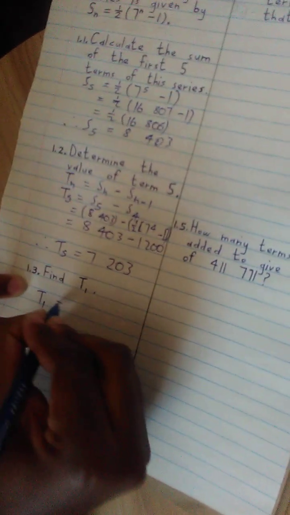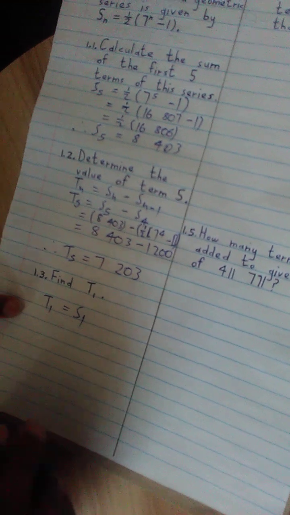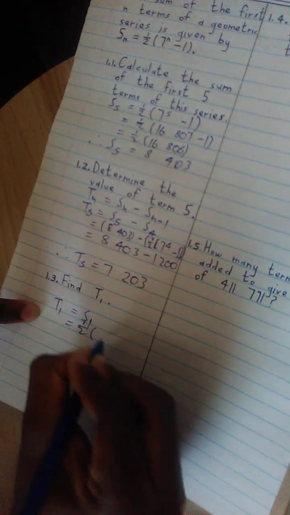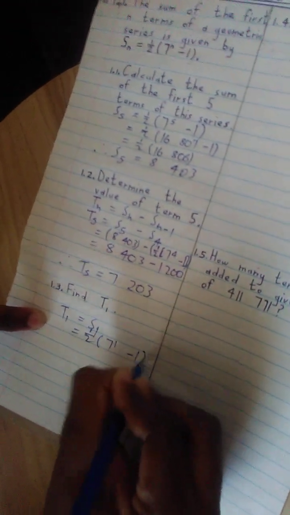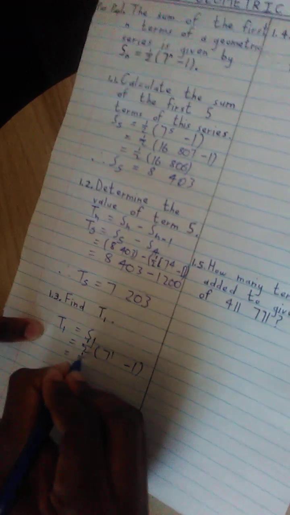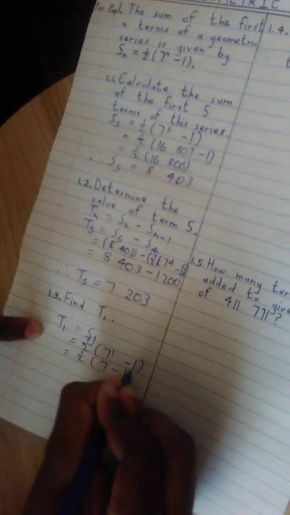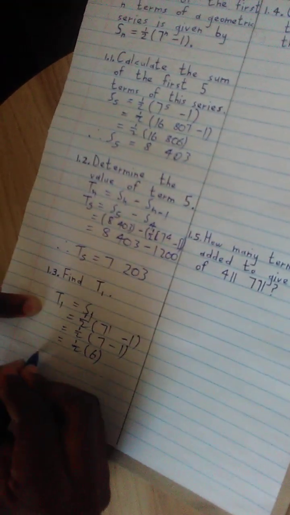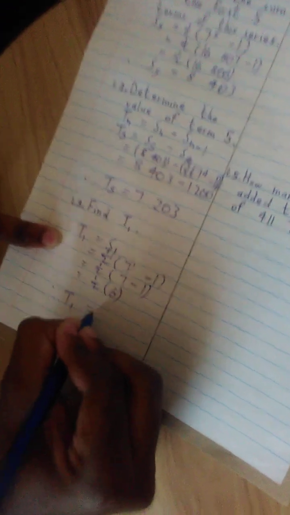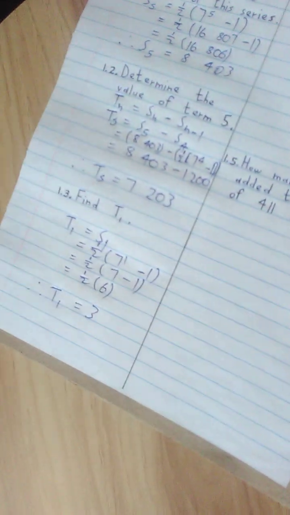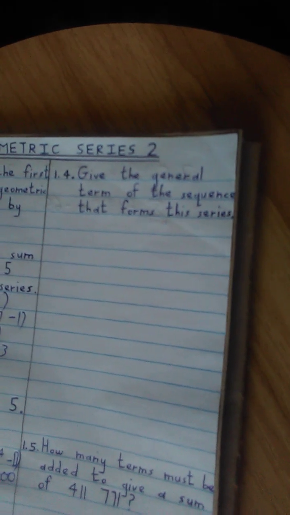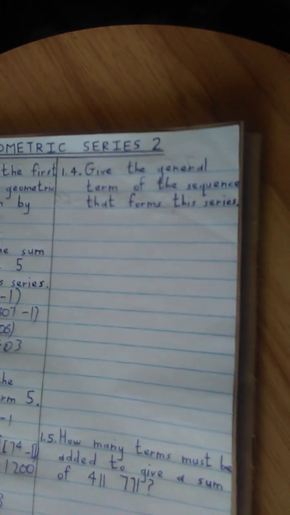We know that T1 is just S1, right? So where there's n, we put 1. So it's going to be half times 7 to the power of 1 minus 1. 7 to the power of 1 is just 7 minus 1. 7 minus 1 is 6. So the answer we get, T1 is, half of 6 is 3. And then we go to 1.4. It states, give the general term of the sequence that forms this series.